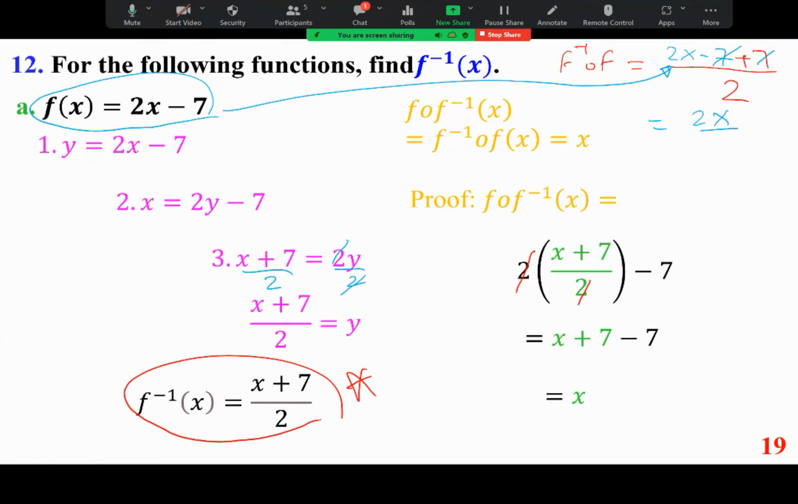I can cancel out the negative and positive 7. I can cancel out the 2 and this checks. That one checked also. Again, you don't have to do both methods, but this is good enough.